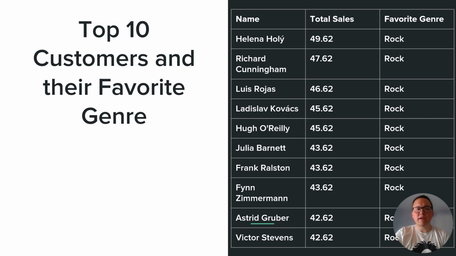These are their top 10 customers. All of their top 10 customers spent between $42.62 and $49.62. So no real outliers here. But interestingly, for all 10 of them, their favorite genre was rock.